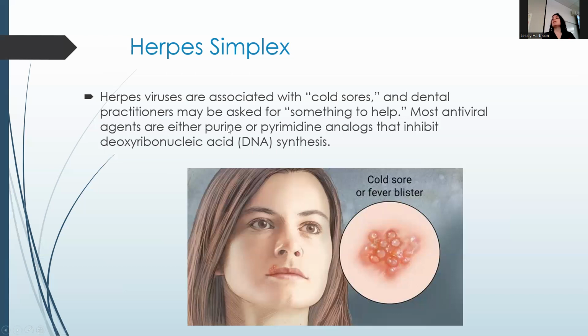Most antiviral agents are either purine or pyrimidine analogs that inhibit the DNA, the deoxyribonucleic acid synthesis, the DNA synthesis of the virus. So they work on the DNA. And we'll talk about the medications in just a minute.